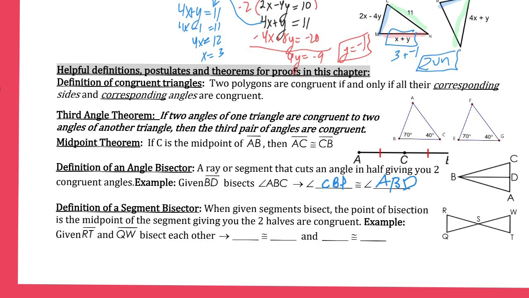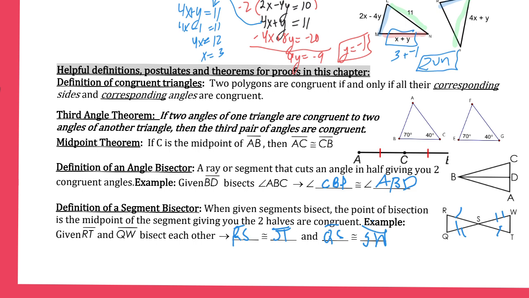Definition of a segment bisector: if you've got segments that get bisected, it breaks those segments into two congruent pieces. So those two match, and then these two match. We don't know that all four match unless they tell us about the original congruence of both segments, but we do know each one gets broken in half. So segment RS is congruent to ST. Yes, that means the lengths will be equal as well. We could go a step further if we wanted to. And then also QS is congruent to SW.